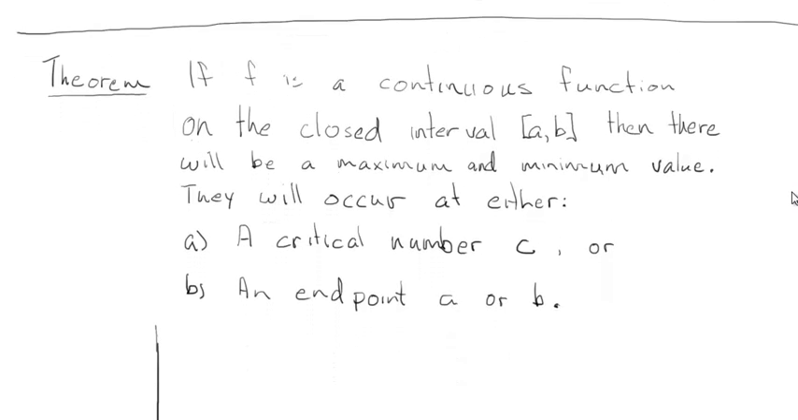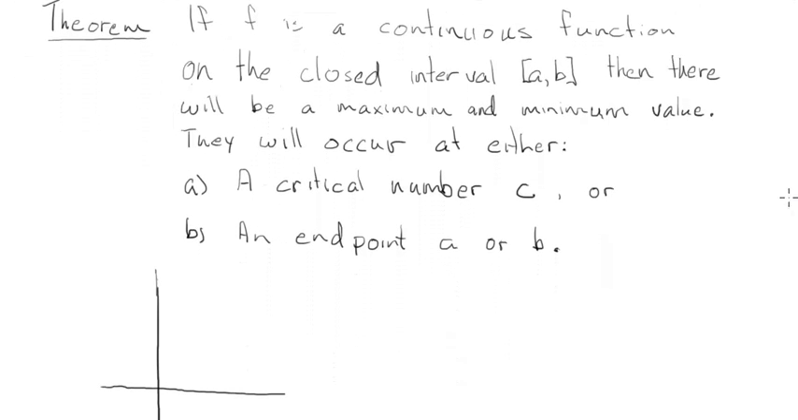So we have a rule, and that states that if a function is continuous on a closed interval a to b, then there will always be a maximum and a minimum value, and they will occur at either a critical number. If you remember, that's the same as with local maximums and local minimums. It could occur at a critical number, or it could occur at the endpoint.